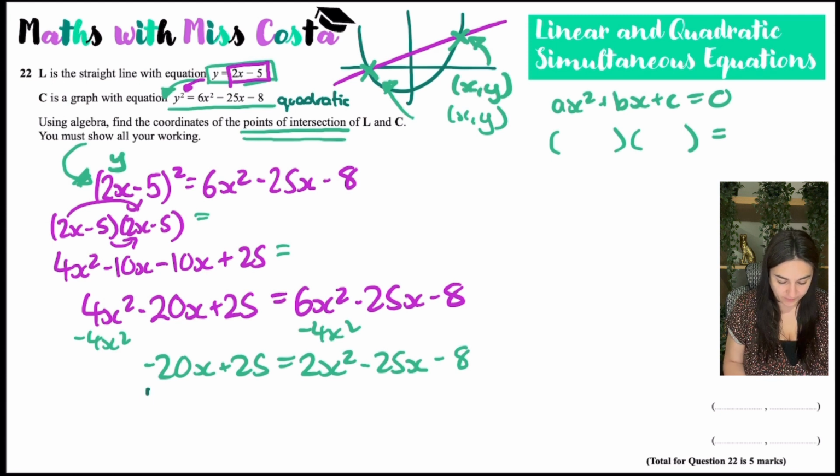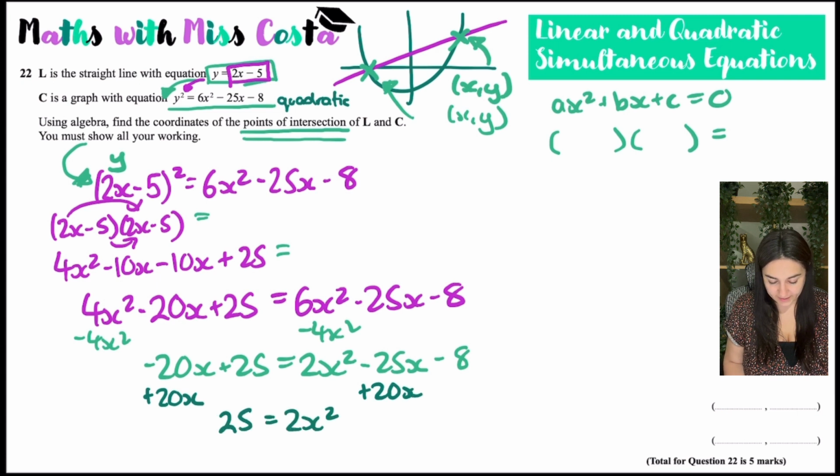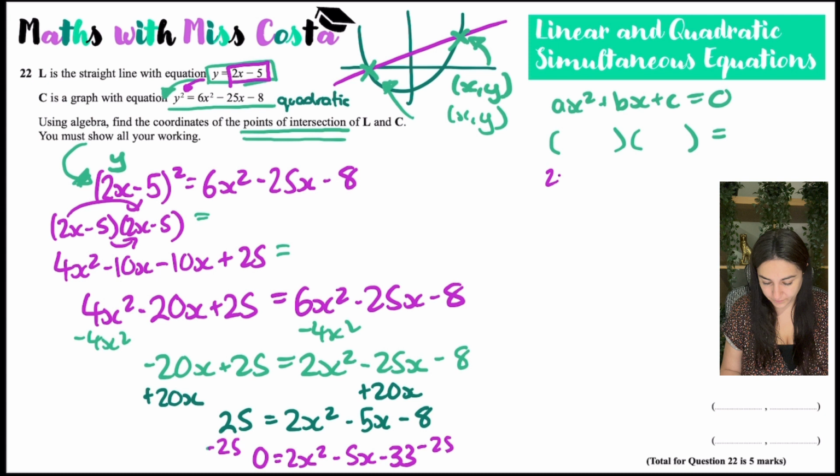Then what can I do? I could add 20x to both sides. So I'm left with 25 equals 2x squared, minus 25 plus 20 is going to give you minus 5x minus 8. And then lastly, you're going to subtract 25. So you're left with 0 equals 2x squared minus 5x minus 33. So I've got this in this form, 2x squared minus 5x minus 33 equals 0.